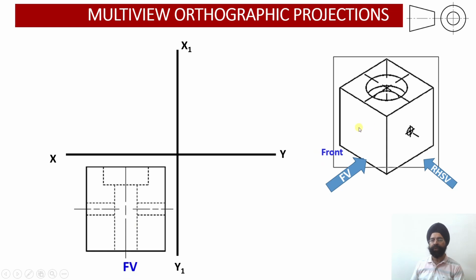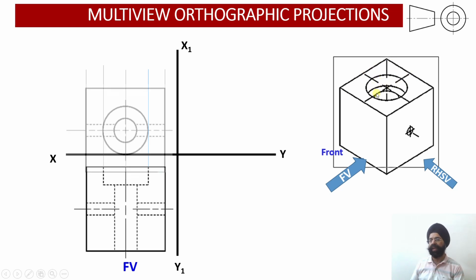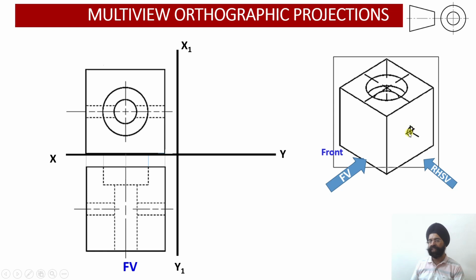Then the top view. As I am looking from the top, I will be getting a square and one circle and another circle over here. And this hole is not visible from the top, so there will be a dotted line corresponding to this hole over there.